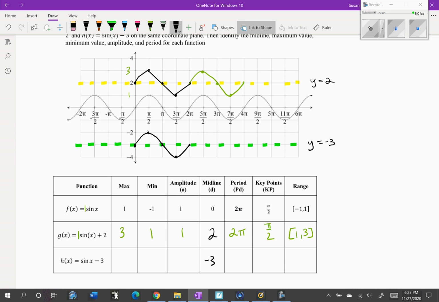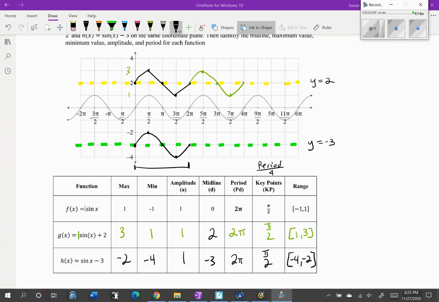So you can see the maximum's at -2. The minimum is at -4. The amplitude is still 1. 2 pi is the period. Pi over 2 are the key points, because again, remember, it's the period for one wavelength divided by 4. So for all of them, one wavelength is just 2 pi. And the range would be brackets -4 to -2.